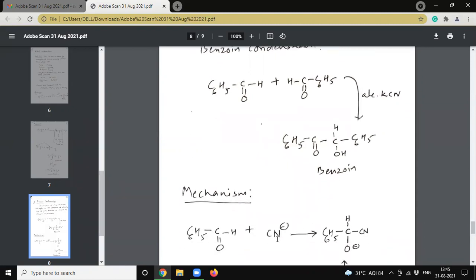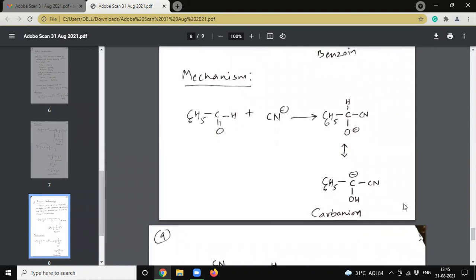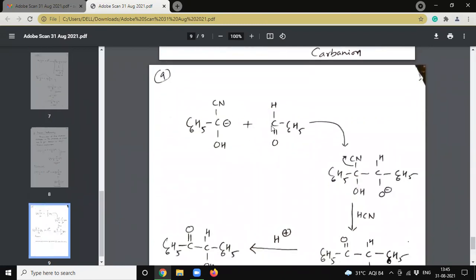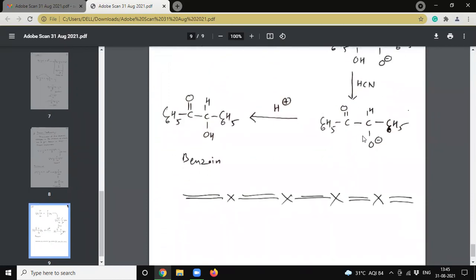First this cyanide will add to one benzaldehyde molecule and it will give us a carbanion. And to this carbanion, another molecule of benzaldehyde will react and it will form this product, the benzoin anion. And then on hydrolysis, it will give us benzoin. So this is all about this name reaction.